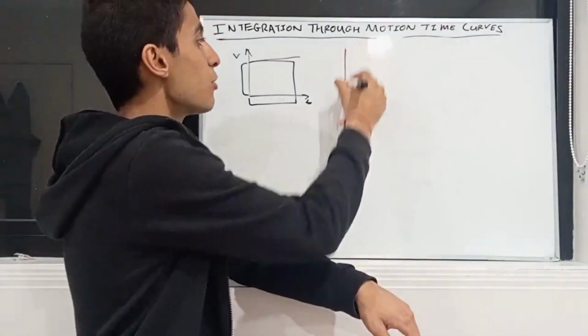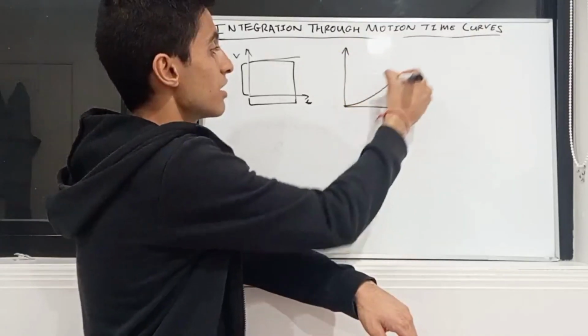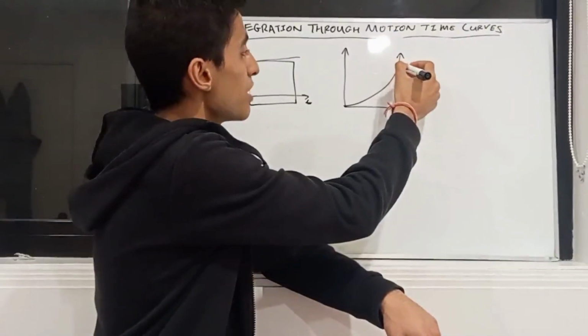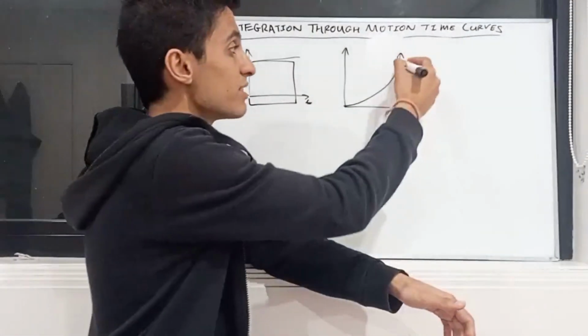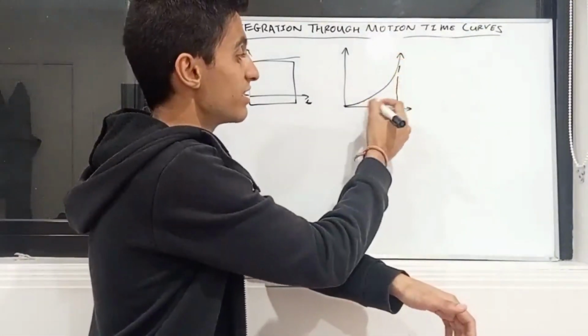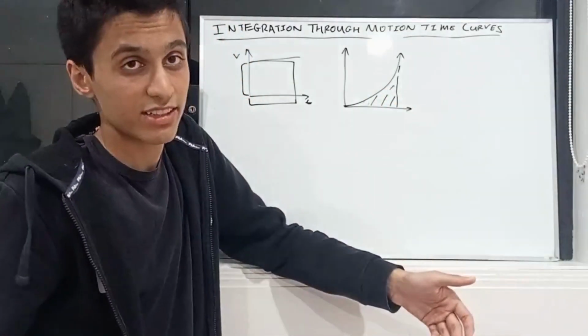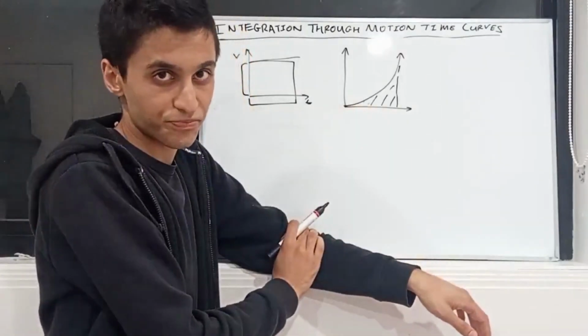Sometimes they can be complex curves, like something like this. And so then when you're asked to find the displacement, or you have to calculate the area underneath this curve, but you don't know how to calculate the area underneath this curve, this is where the problem is. This is where we need integration.